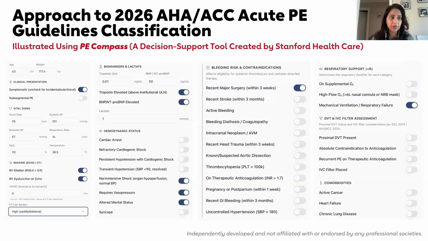So this patient, 63 years of age, weighs about 117 kilograms, symptomatic PE. You can see his vitals. His heart rate was 95, systolic blood pressure 101, diastolic 57, SpO2 was 93. Interesting thing was he had a dilated RV on all of his echoes, as well as CT, and he had RV dysfunction to begin with, even before the CTPE was performed. He had moderate burden. He had elevated cardiac biomarkers and lactate throughout his admission. And so we didn't have any new information immediately prior to the CTPE.